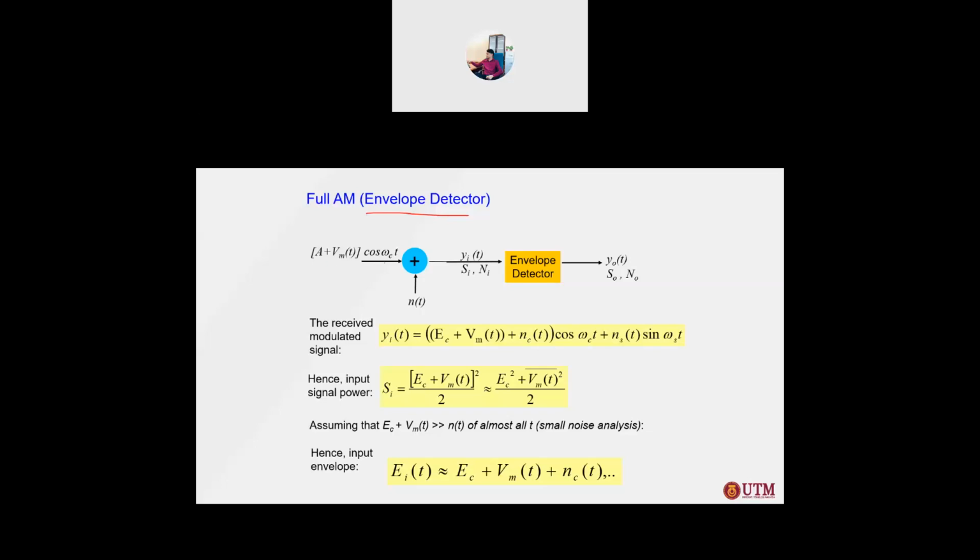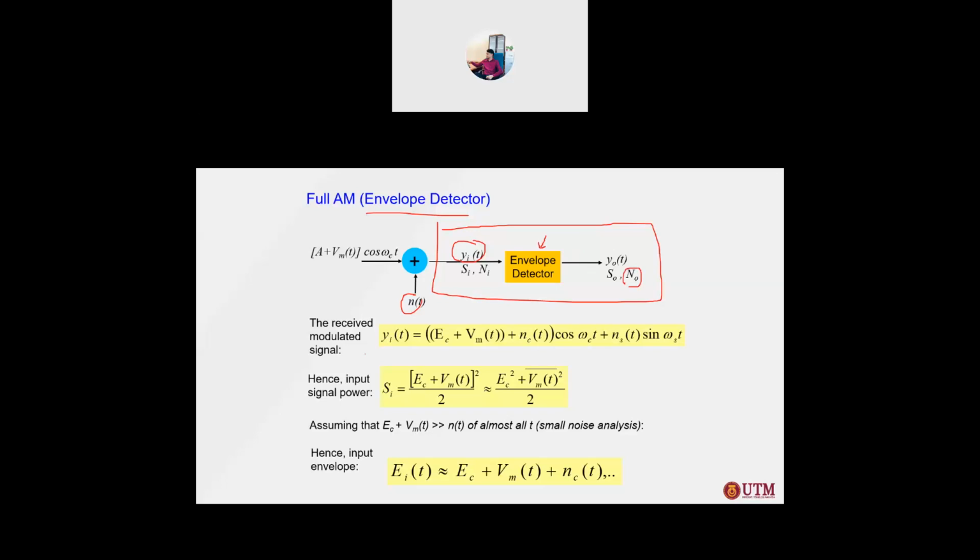So A plus VMT cos omega CT, and NT is the noise. Together, we add them and have the modulated signal in the receiver part. Then we have the input signal power, then the input noise power. Then this is the envelope detector, the same circuit you learned before. After going through the envelope detector, you get the original signal again, but this time with noise.